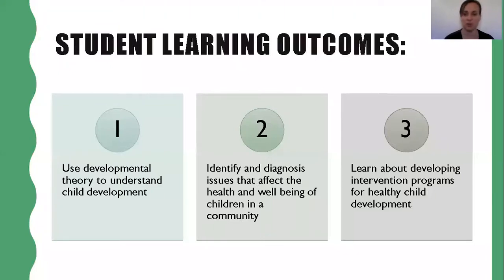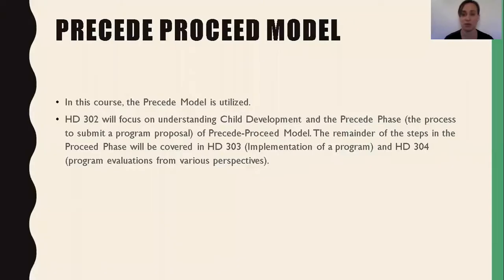The student learning outcomes for this entire class are that we are taking the understanding that we have of child development and how children learn, and we're using that to identify and diagnose issues that affect the health and well-being of children in a community. Then we're learning about developing intervention programs for healthy child development. So we really want to give you the understanding of children so that you can make decisions about what changes need to happen within your community.